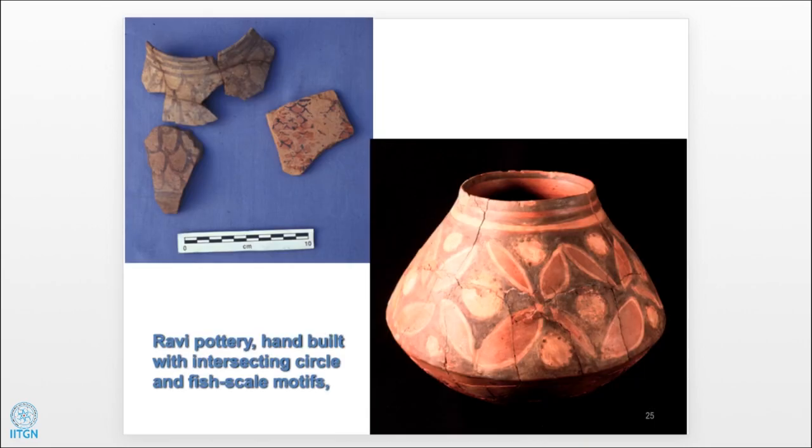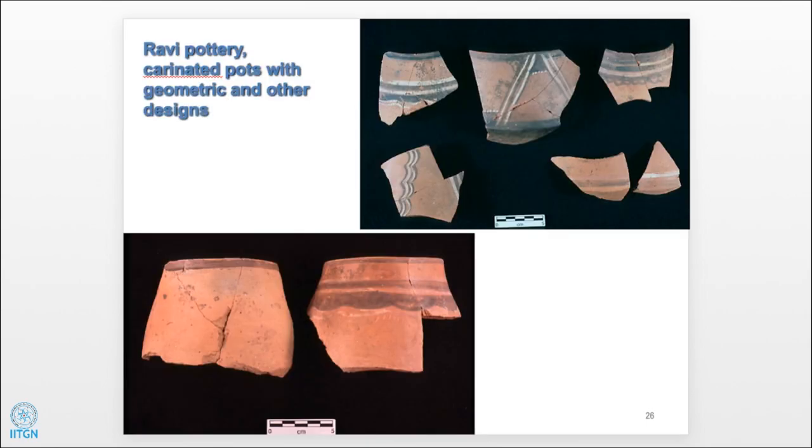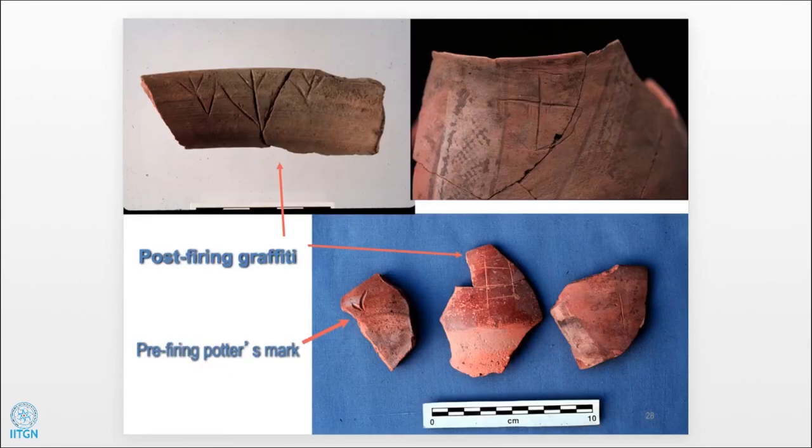Then its decorations and all the kinds of things. Then again, the other kind of decorations that you see on it. Then different kinds of color combinations, polychrome and all. Then you also have graffiti, which is post-firing. You can see those lines and all, which is also present there. And also pre-firing potter's mark. Somebody asked me this question yesterday, why I say it is a nail mark about this particular thing, and here there is an impression of the finger in this particular thing.